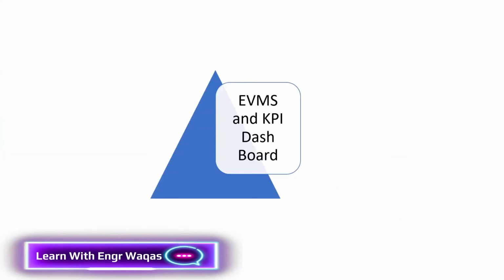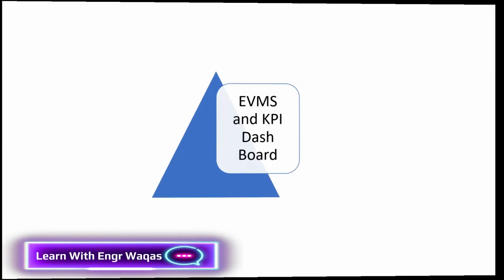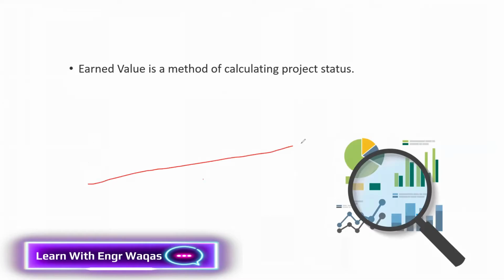So let's start to understand what this methodology is and have some real skills on hand. Earned value is a method of calculating project status, because in tracking, you know that at any point, let me show you the situation, your project manager is going to ask you to let him know where we are standing right now.